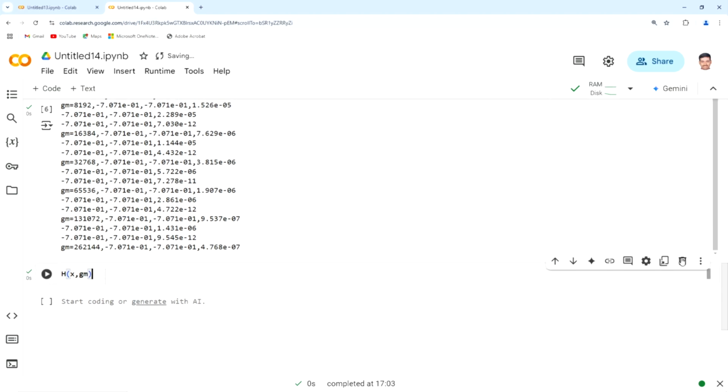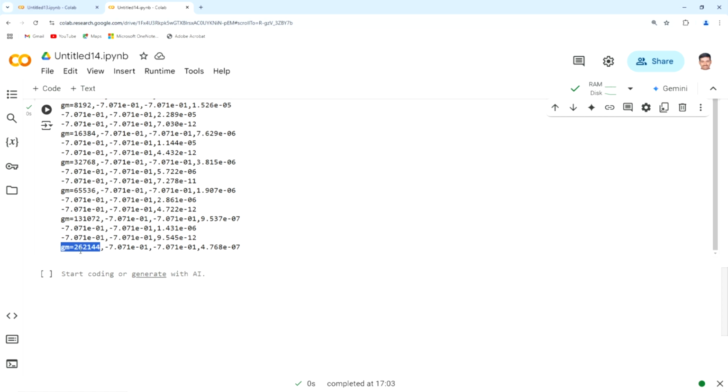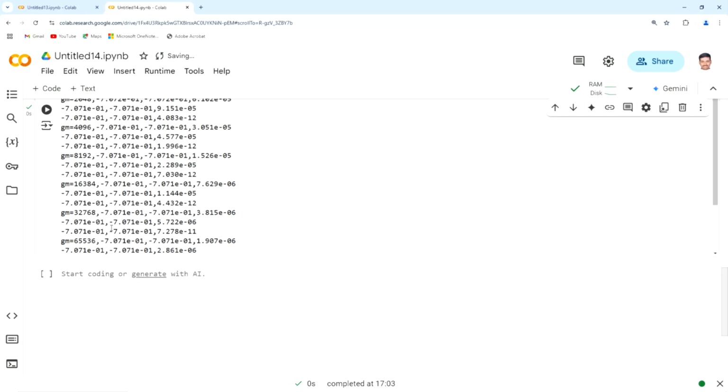So, when gamma is 262,144, that is 2.6 into 10 power 5. Okay. So, you could have recognized that this is 2 power 18. Okay. The answer is minus 1 by root 2, minus 1 by root 2, and the norm is less than 1 e minus 6. Okay. So, after 19 iterations, so this is the 19th iteration, right.